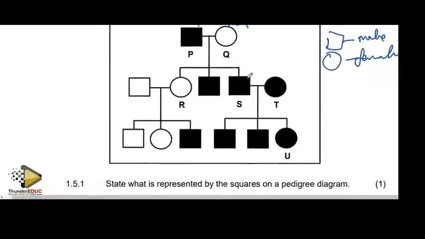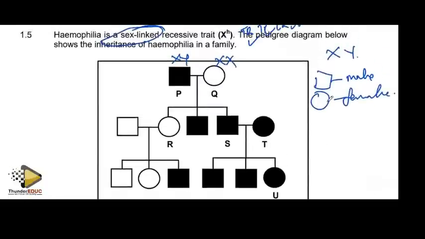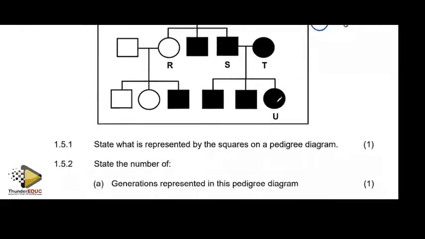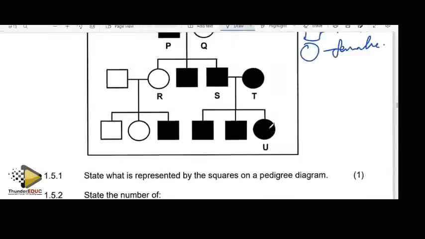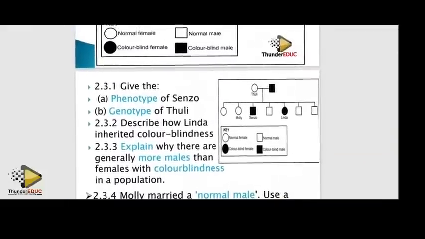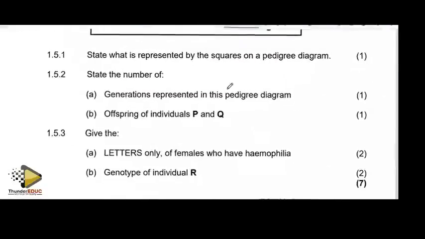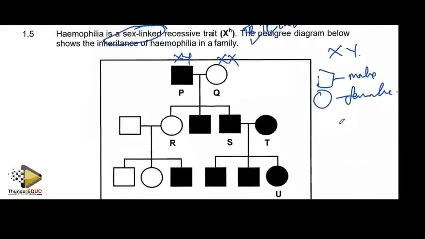All right, let's go back to the question. State what is represented by a square or a box on the pedigree diagram. We have seen that a square is male, while a circle is female. State the number of generations represented in this diagram. You have to count them. 1, 2, 3. So those are 3 generations. Just count 1, 2, 3.